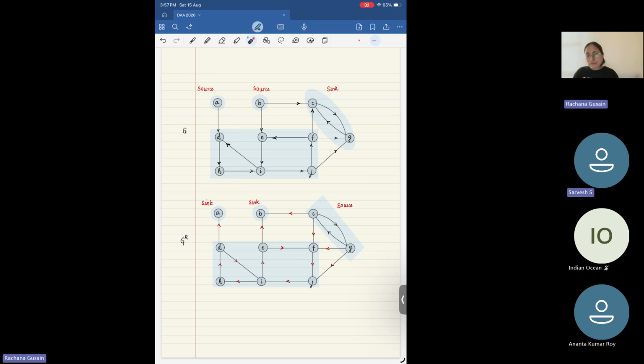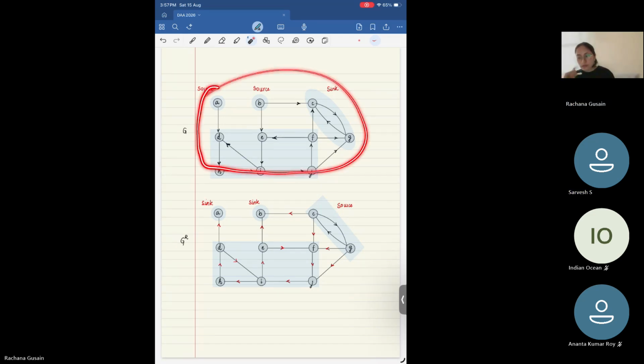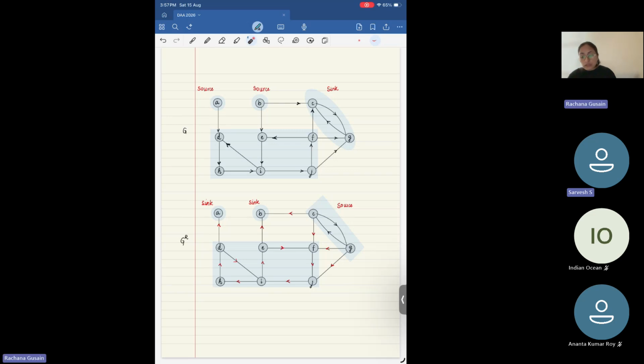Ma'am, it was a doubt. In the G graph, the one with maximum finish time will be A or B, ma'am. Like how do we know? Yeah, here it will be either A or B, but we don't run our DFS initially on G.